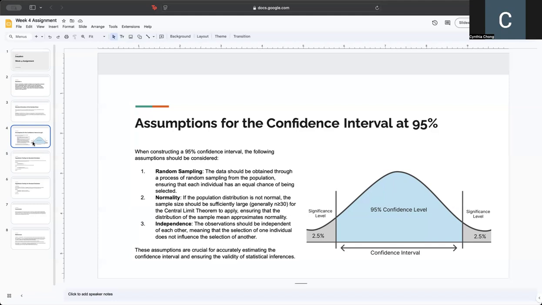Secondly, normality, where the population distribution is not normal. The sample size should be sufficiently large for the central limit theorem to apply, ensuring that the distribution of the sample means is approximately normal. And lastly, independence. The observations should be independent of each other, meaning that the selection of one individual does not influence the selection of another. These assumptions are crucial for accurately estimating the confidence interval and ensuring the validity of statistical inference.